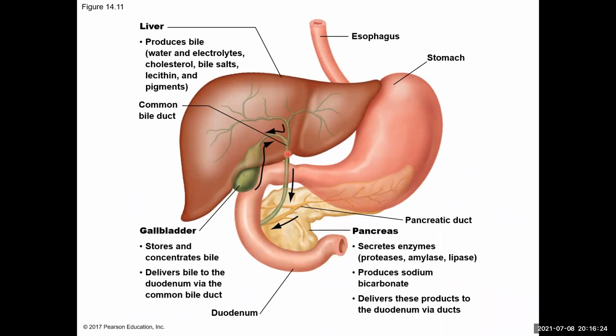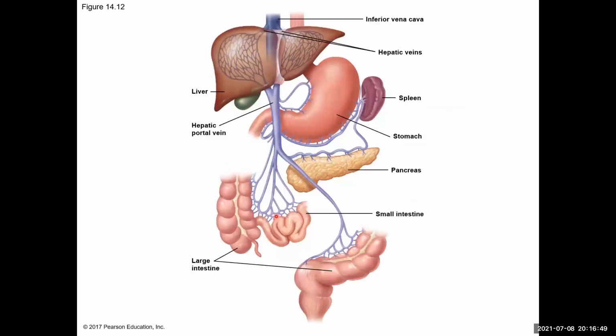So here's an image showing those accessory organs in relation to the stomach and the duodenum. You have your liver and your gallbladder, and those have a common bile duct that goes into the small intestine. Then you have your pancreas that secretes the enzymes and bicarbonate into the duodenum via different ducts. And we also mentioned the hepatic portal system that drains blood from the digestive system.